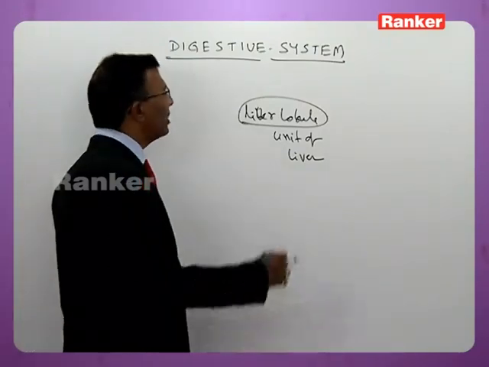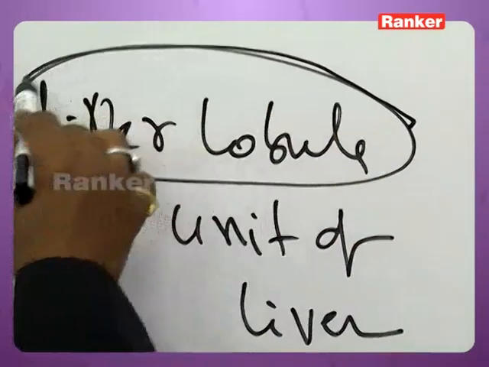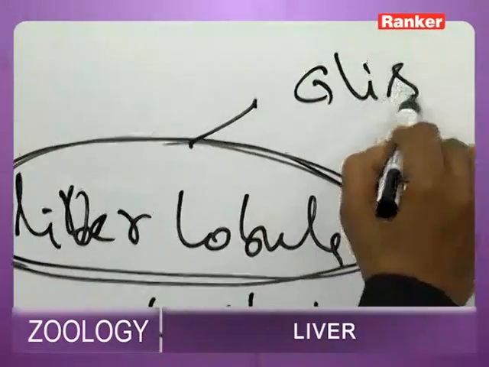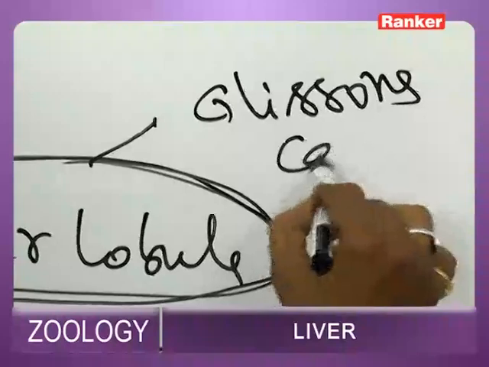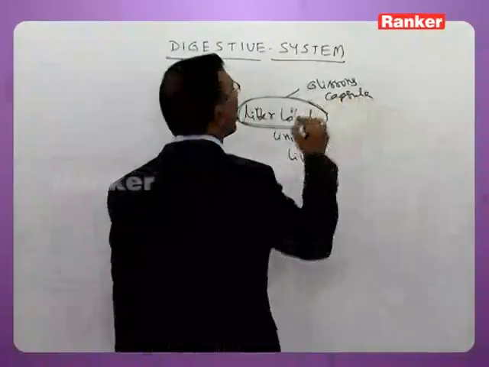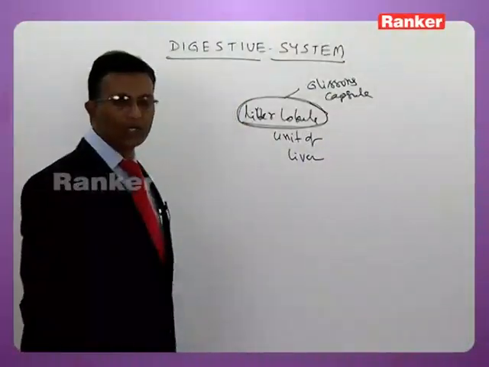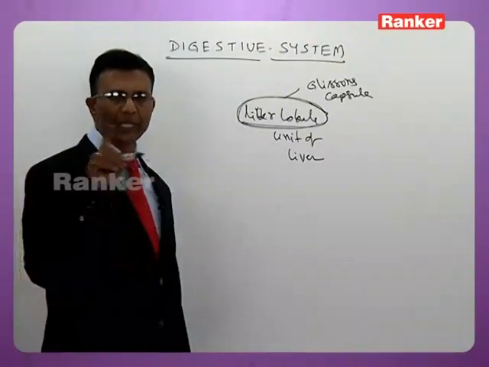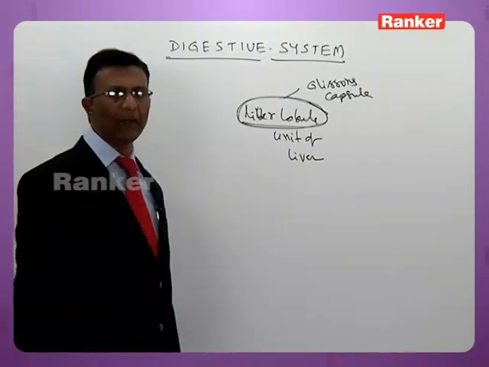Each liver lobule is covered by a connective tissue sheath called Glisson's capsule. That is also a most important point. I have already made a mention of that. Glisson's capsule is a connective tissue sheath that covers each liver lobule.